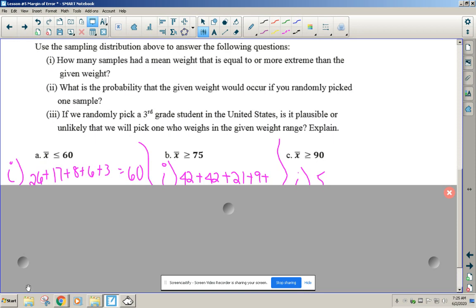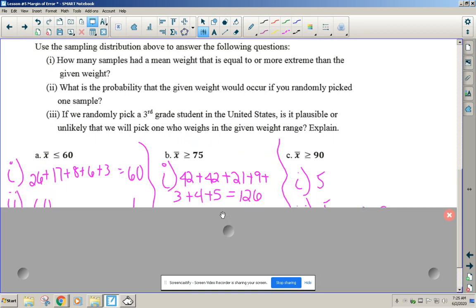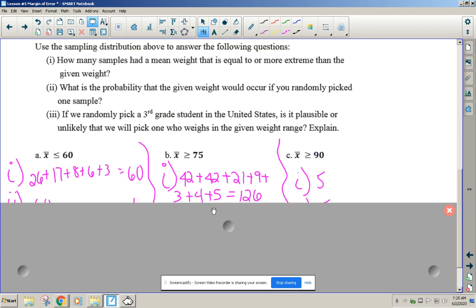So 60 kids have a mean weight less than or equal to 60. Part B, the average wants to be above 75 pounds. So now we look at, again, above, and we have 42, 42, 21, 9, 3, 4, 5, and that's 126 kids. So there we go, 126 kids.